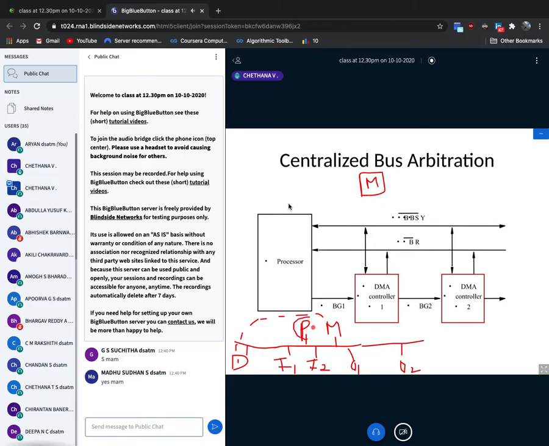Now the processor is the owner, so who wants that ownership? This particular DMA wants the ownership, so the processor is going to grant the permission. BG1 means bus grant, and BG2 means bus grant to the second device. The processor provides the permission to use the bus, for DMA controller 1. DMA controller 1 may not require the bus at some time, and then it will release the bus to the second DMA controller.